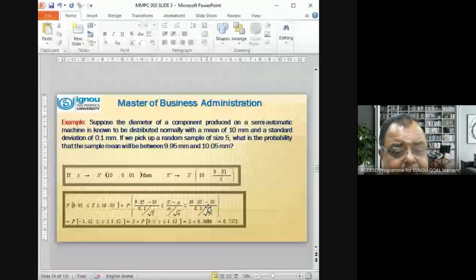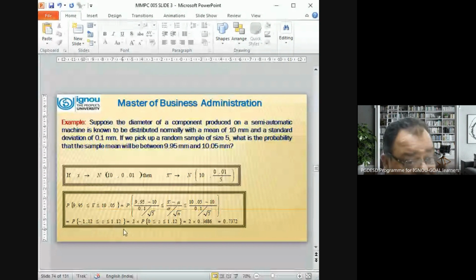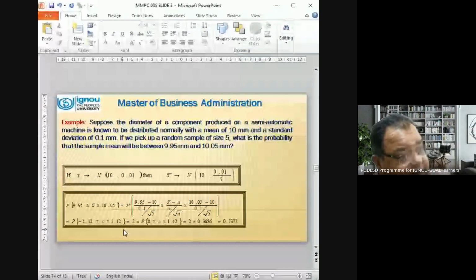Solve it. You will get negative 1.12 and 1.12. That means 1.12 on the negative side and 1.12 on the right side. That means that is a replica. So what we can do, we can convert this into 2 times the probability of 0 less than z less than 1.12. The value of 1.12 will be given to you. That is 0.3686 multiplied by 2. You are going to get 0.7372. The probability answer will always be less than 1.